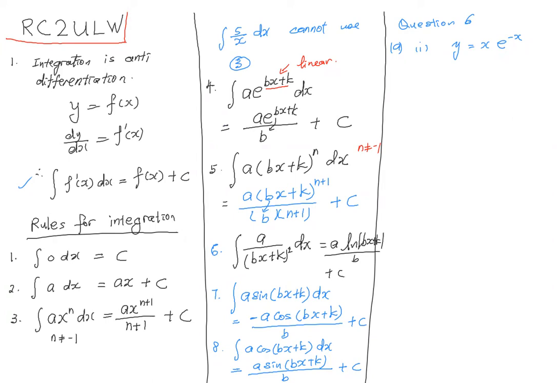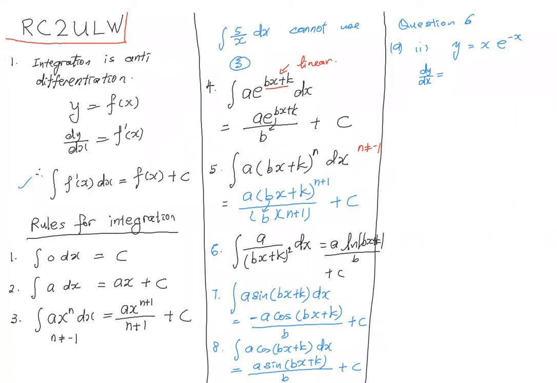Junjie, you have question 6 with you. Yes, your trial exam paper, part 1. They're asking you to find dy dx. So how to find dy dx for this one? What rule to use? The chain rule, is it? I forget the name, but I remember the formula only.